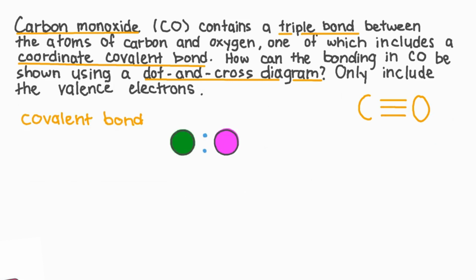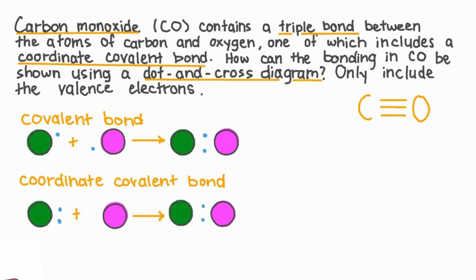In a covalent bond, a pair of electrons is shared between two nonmetal atoms. In a regular covalent bond, each atom donates one electron to form the bond. But in a coordinate covalent bond, both electrons in the bond come from one of the atoms. With that in mind, let's create the dot and cross diagram for carbon monoxide.